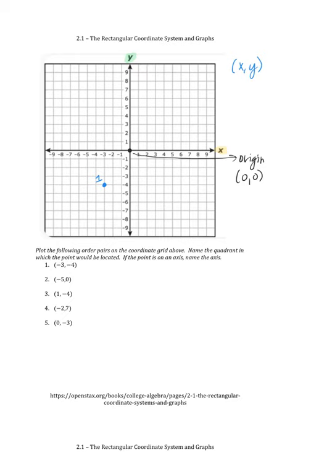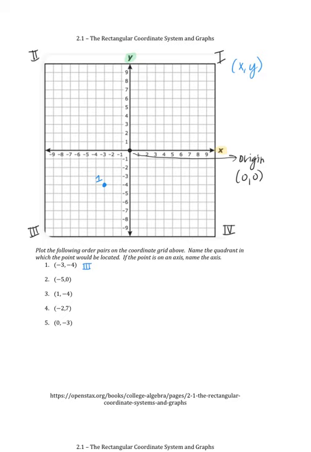Now it asks us to name the quadrant in which the point will be located. So your quadrants are as follows. You start in the positive, the upper right hand side. This is quadrant 1. And then you go counterclockwise: quadrant 2, quadrant 3, and quadrant 4. All right. Looking at that, we can see that point 1 is in the 3rd quadrant. So it's in quadrant 3.